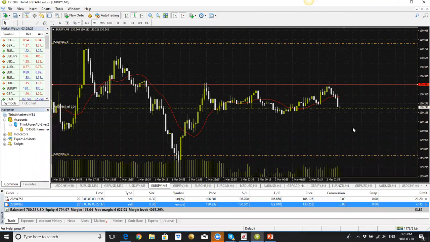I'm gonna pull my stop closer here. So I'm just going to let it run. We'll keep an eye on it to see how it goes. Looks like the yen crosses may be wanting to come down. And that's why I am taking this trade.